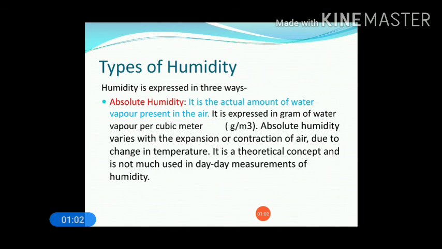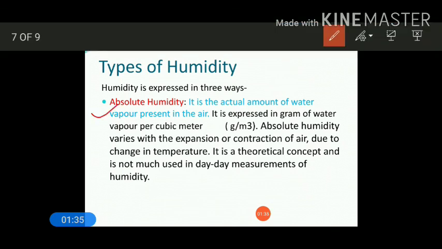Absolute humidity varies with the expansion and contraction of air due to change in temperature. Generally, absolute humidity varies from place to place, and the reason behind this is that the air gets expanded and contracted due to change in temperature. Now this is a theoretical concept, and it is not much used in day-to-day measurement of humidity. So for now you just have to understand the definition of absolute humidity and its unit of measurement.